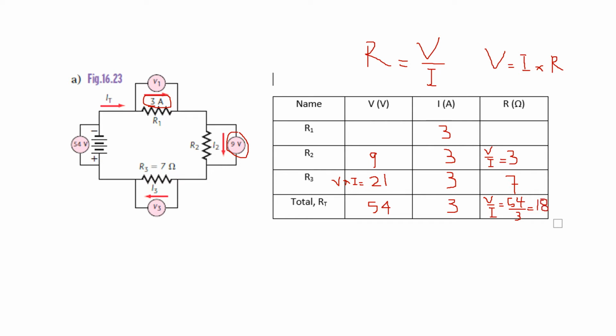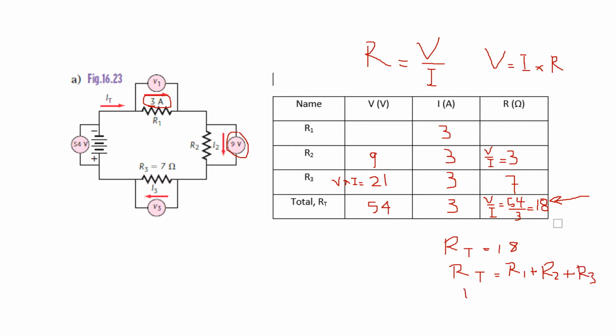So far, I'm getting all the marks. I'm doing a pretty good job. Now I'm left here and I don't know what to do because I only have 1 known. So if you go back in here, you can see R total is 18. And we know in a series circuit, R total is equal to R1 plus R2 plus R3.